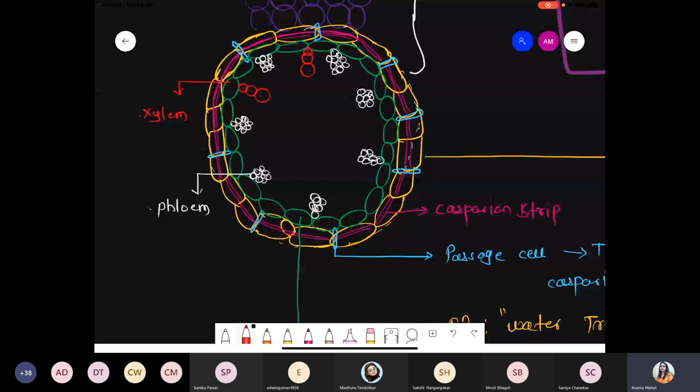So xylem and phloem, they are present in different radii. So you have to represent like this. Okay. So white color, they are phloem, one xylem, one phloem, one xylem. So this will be my vascular bundle. And now exactly at the center will be present the pith, that is pith. Pith is present at the center.